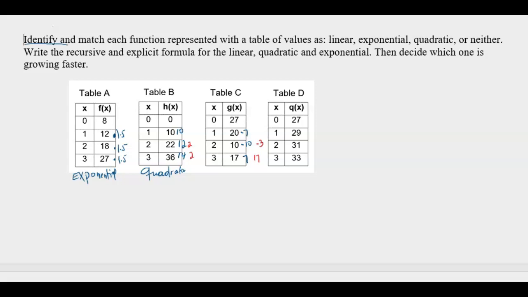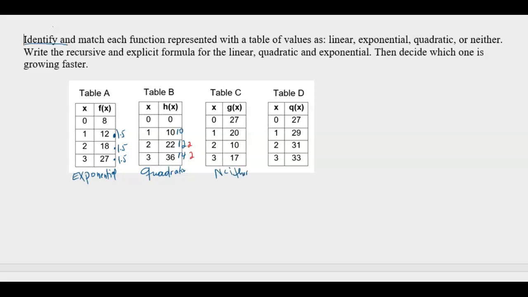So let's see if it is exponential. It's not linear, it's not quadratic, so we're going to erase this. Now we're going to check to see if it is exponential. We do 20 divided by 27, which is 0.74. So if I do 20 times 0.74, I get 14, so it's not exponential either. It's not linear, not exponential, not quadratic. So this one is neither.